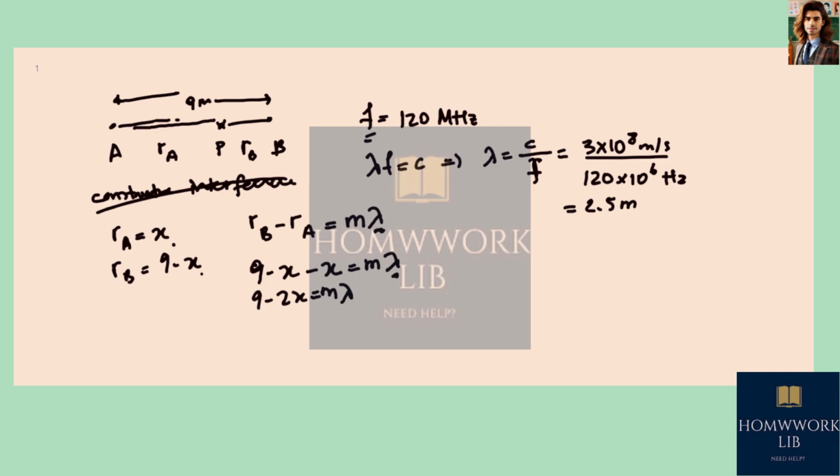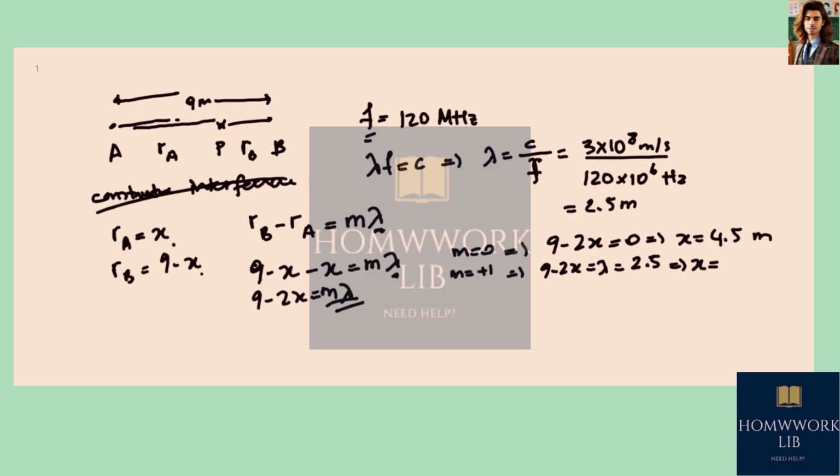Now, there are different integers. Let's say m equals 0. This would be the central fringe. If m equals 0, then 9 minus 2x is going to be equal to 0. From here, your x is going to be 4.5 meters. And then let's see what happens if m is positive 1. Then 9 minus 2x equals, plugging in lambda, which equals 2.5. If we solve for x here, we're going to get 3.25 meters.